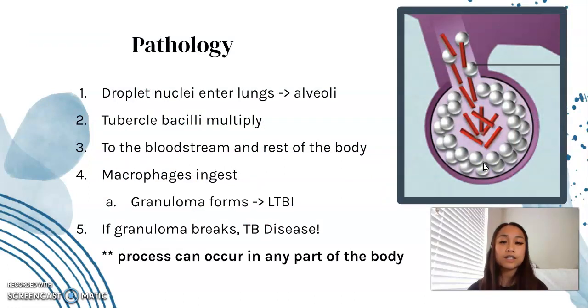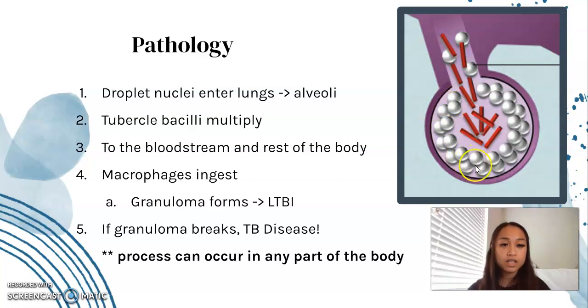The pathology of this bacterium is quite simple. For example, a human will inhale the TB bacteria, and it's the droplet nuclei that enters the lungs. That droplet nuclei contains tubercle bacilli and goes all the way deep inside the lungs to the alveoli tissue. And then the tubercle bacilli will continue to multiply, and then go to the bloodstream and then to the rest of the body. We also have the macrophages in the next step that ingest the tubercle bacilli. The macrophages are specialized immune cells that surround it, and then it forms a granuloma. Granuloma refers to that shell-like protective barrier around the tubercle bacilli.